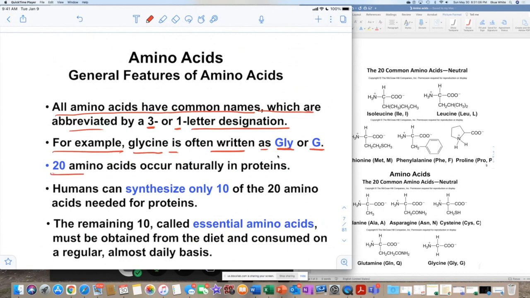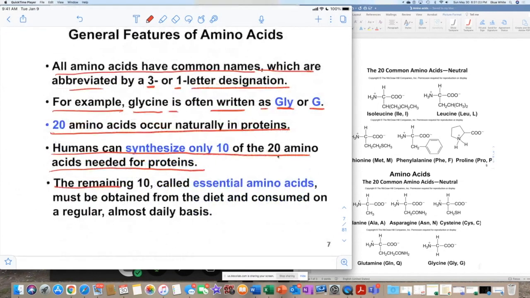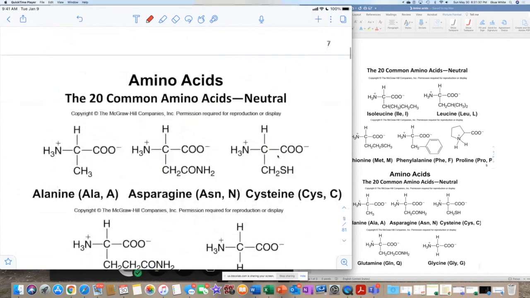Okay? 20 amino acids occur naturally in proteins. Humans can synthesize only 10 of the 20 amino acids needed for proteins, right? So the rest of them we have to consume. We can consume from plants or from animals. The remaining 10, called essential amino acids, must be obtained from your diet and consumed on a regular, almost daily basis. Okay? People who are vegetarians usually struggle a lot.